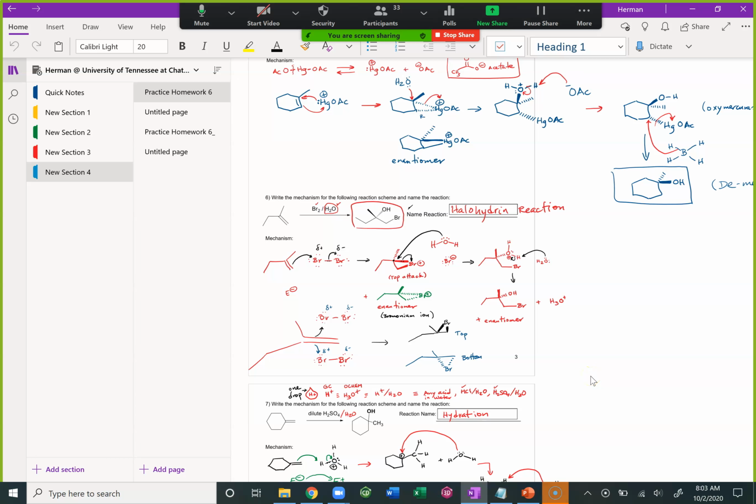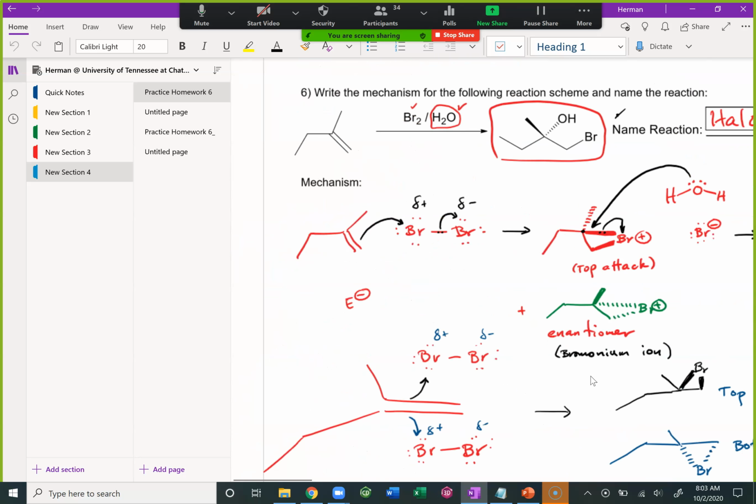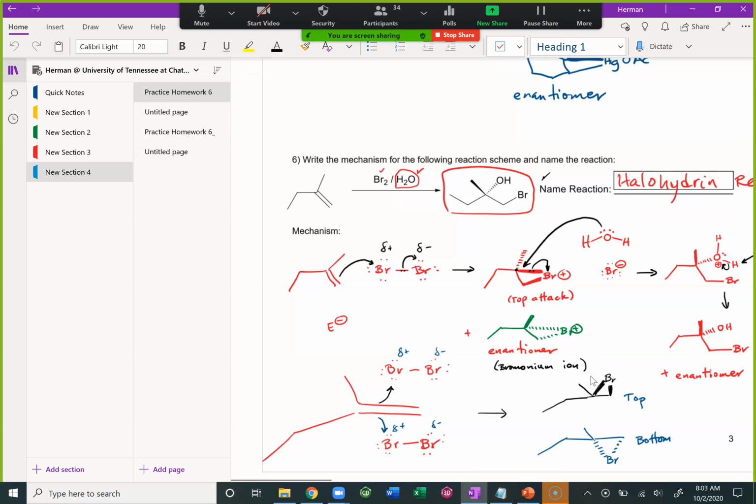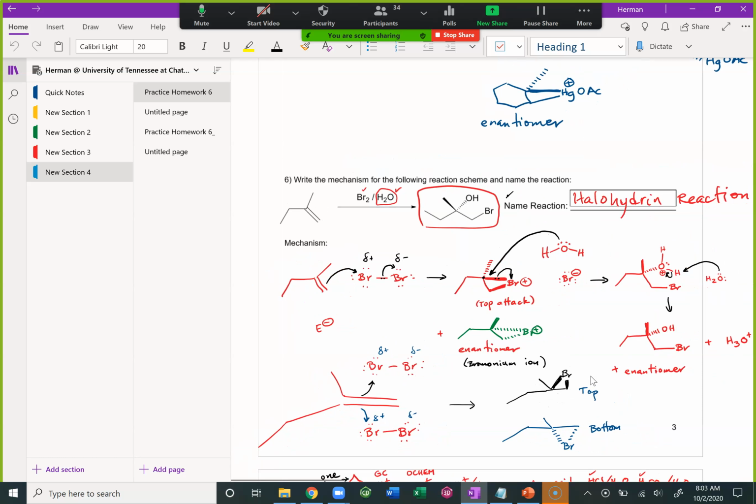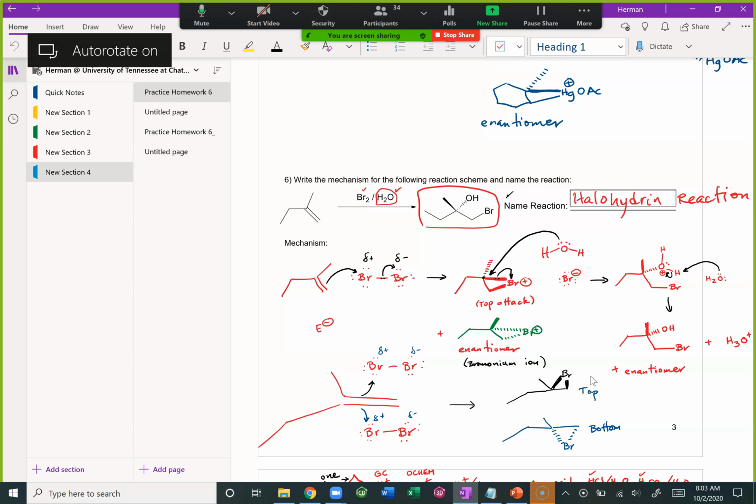Welcome back. Today is October the 2nd, and we are now finishing up all the touches here for chapter 6. One thing I wanted to draw your attention to is the halohydrin reaction. The halohydrin reaction works the same as the halogenation reaction.